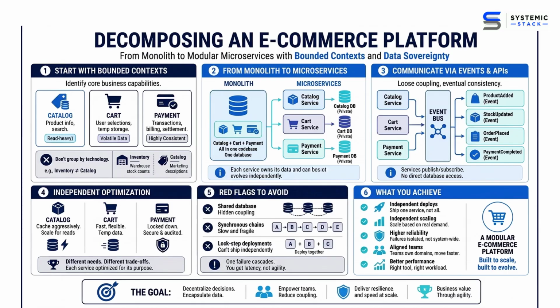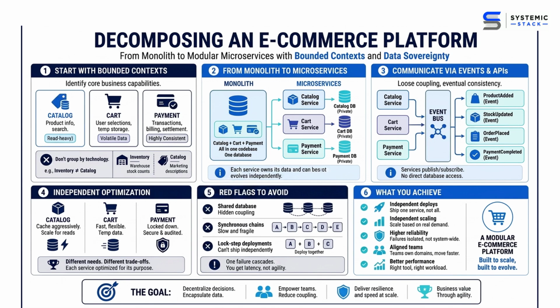Let's look at a classic interview case: decomposing an e-commerce giant. If you're asked this, don't just start listing services. Start by identifying the bounded contexts. You'd likely have a catalog service for product info, a cart service for temporary storage, and a payment service for transactions. What matters here is that each of these has different requirements. Catalog is read-heavy, while payment needs extreme consistency.